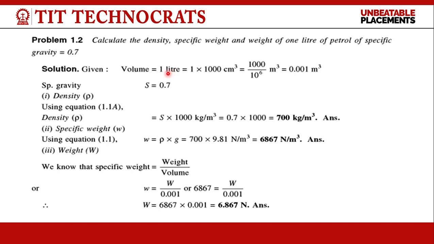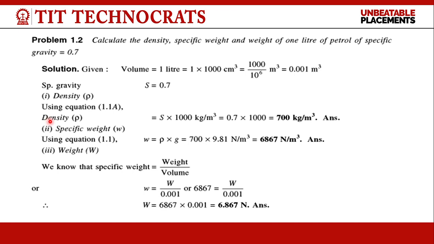Here we want to convert this 1 liter into meter cube. First of all we will convert it into centimeter cube and then divide by 10 to the power 6 to get the volume in meter cube. So it will be equal to 0.001 meter cube. Specific gravity is equal to 0.7, it is given.